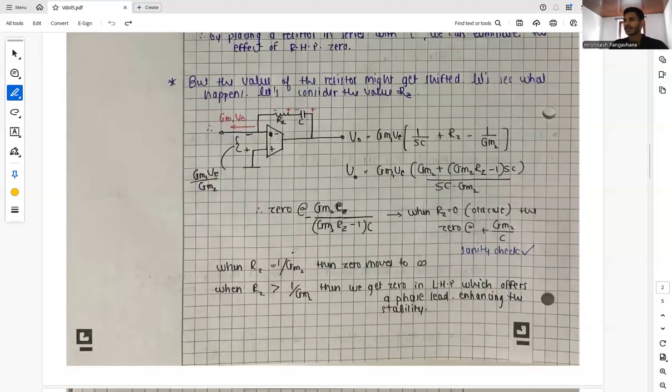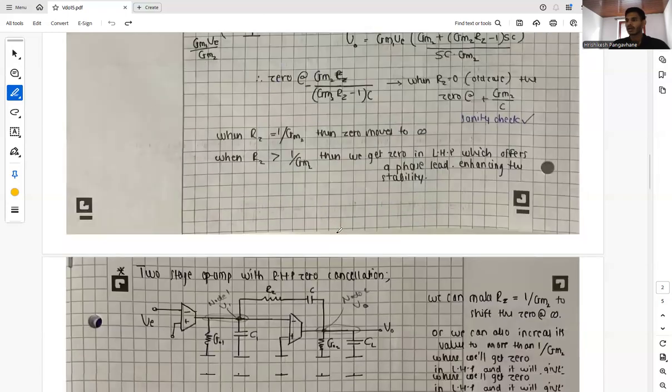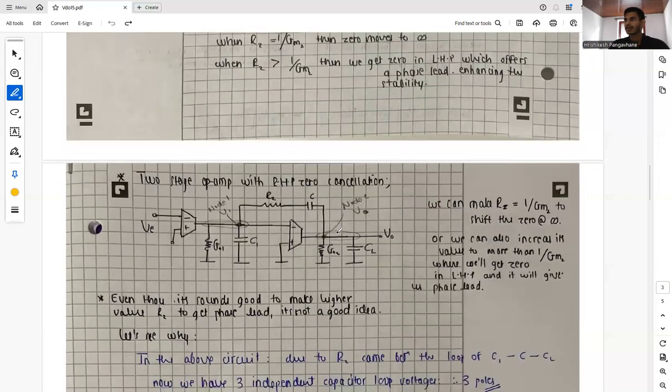Now if RZ is exactly equal to 1 by GM2, then the zero moves to infinity. From this equation we can say that the zero is shifted to infinity, and thus we have eliminated the zero. And when the value of RZ is even greater than 1 by GM2, then we get the zero in the left half plane, which offers a phase lead, enhancing the stability. So I think this is working in our favor.